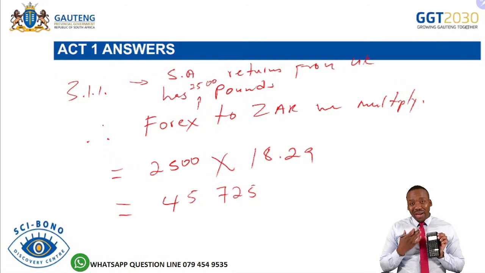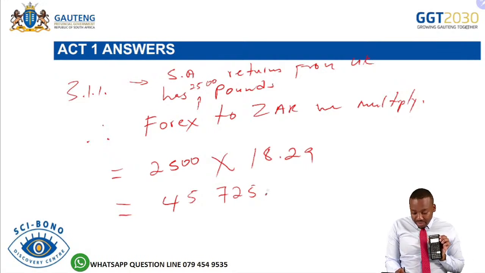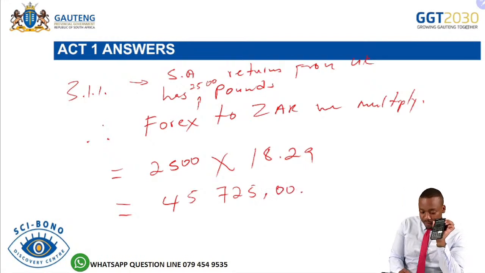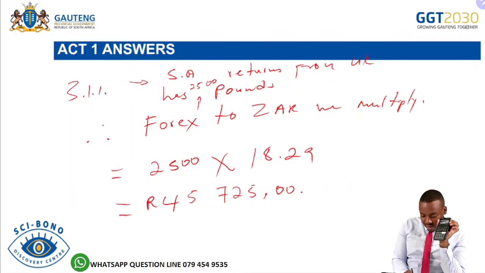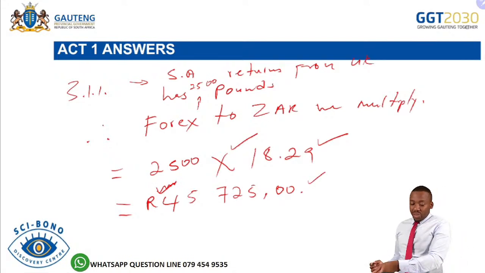Remember, I said round off to 2 decimals. So if your calculator is giving you this, you need to know that there must be a comma and then 0, 0 if it is like this. But we need to remember, let's check our question. Calculate how much the South African will receive in rand. So your currency code must be there. There's our answer. 2,500 times 18,29, then here the answer, plus 3 marks, remember. Then there you have your marks.